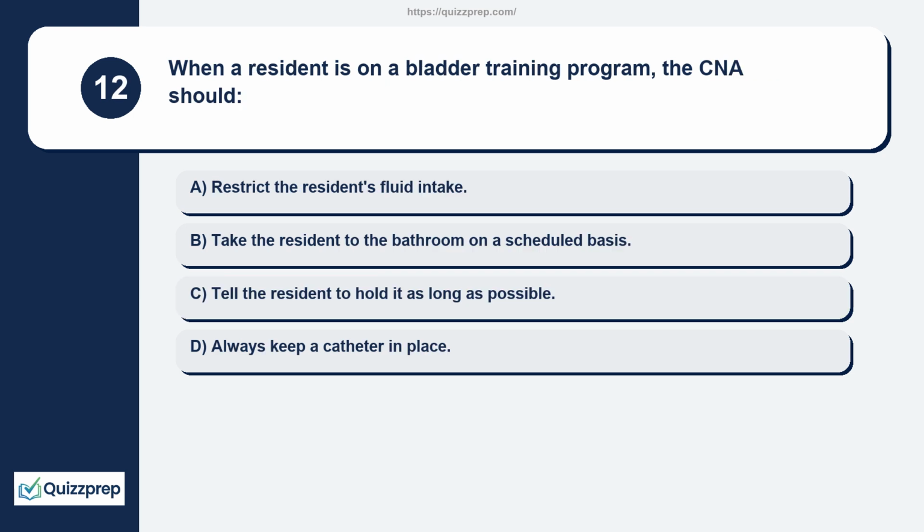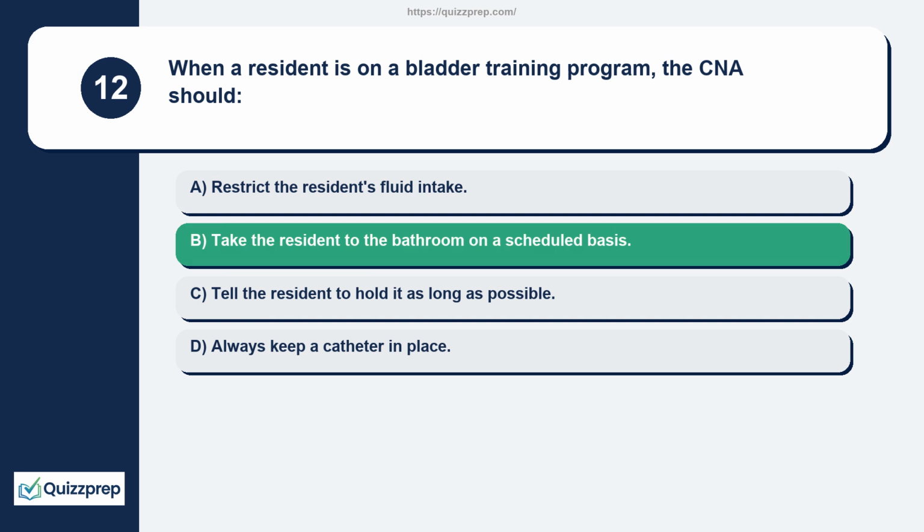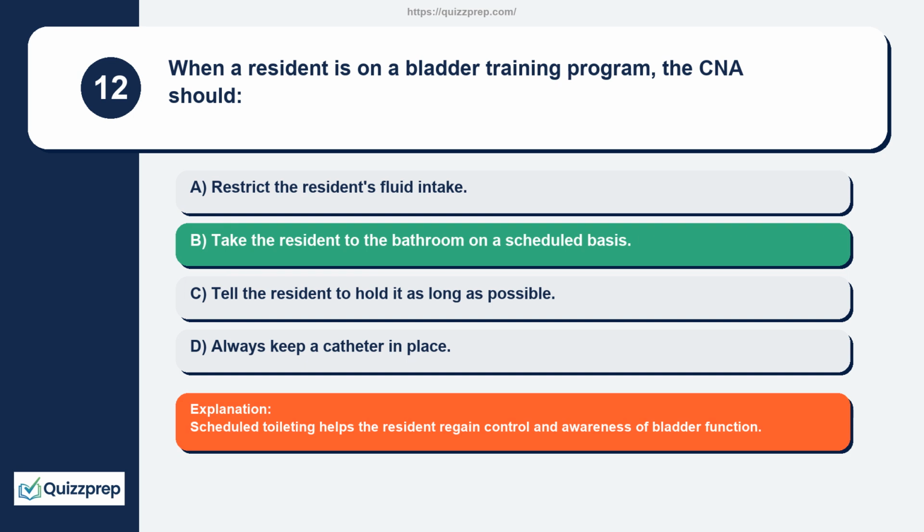Question 12. When a resident is on a bladder training program, the CNA should: restrict the resident's fluid intake; take the resident to the bathroom on a scheduled basis; tell the resident to hold it as long as possible; always keep a catheter in place. Scheduled toileting helps the resident regain control and awareness of bladder function.